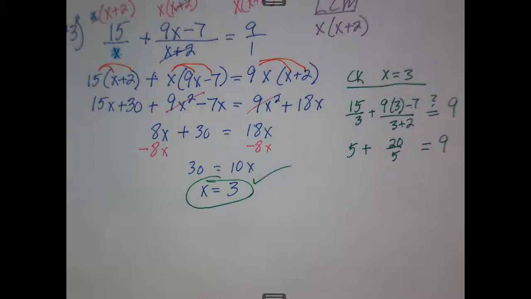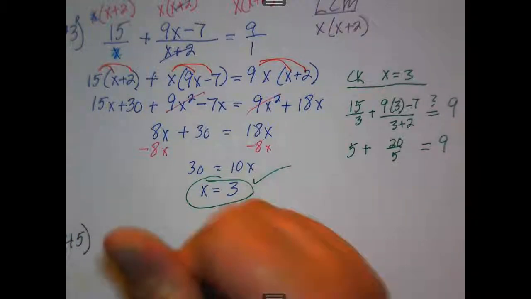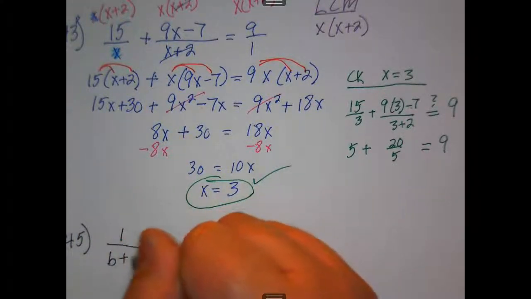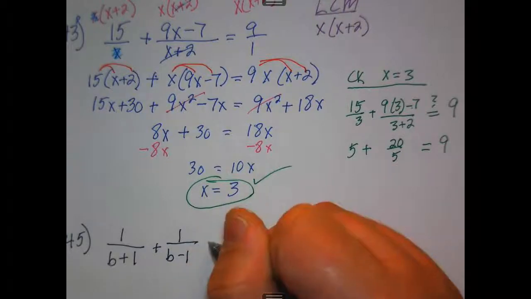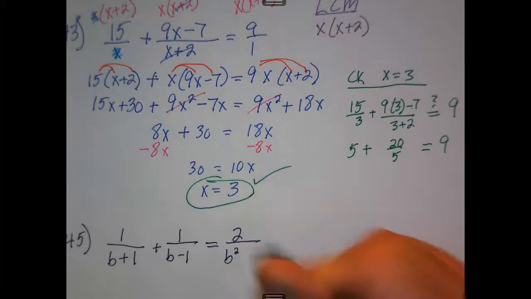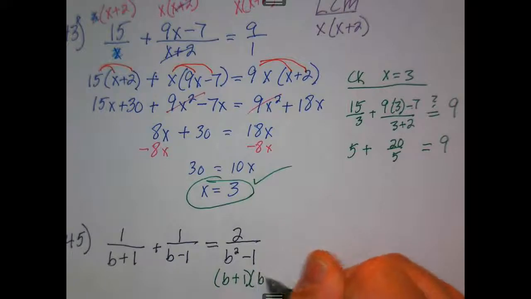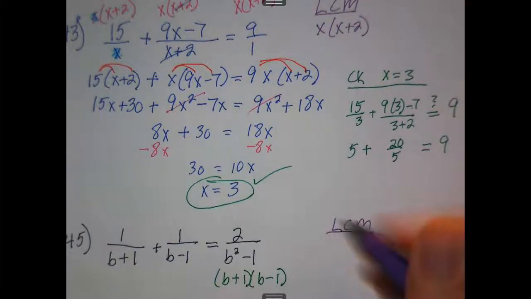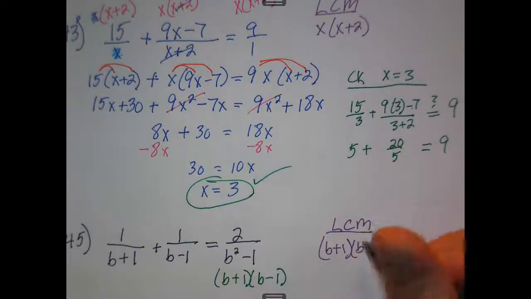45. Okay, I have 1 over b plus 1 plus 1 over b minus 1 equals 2 over b squared, or not b squared, minus 1. Okay, let's factor this real quick. The difference of squares, I know that by heart now. What's my LCM? B plus 1, b minus 1, or b squared minus 1, right?